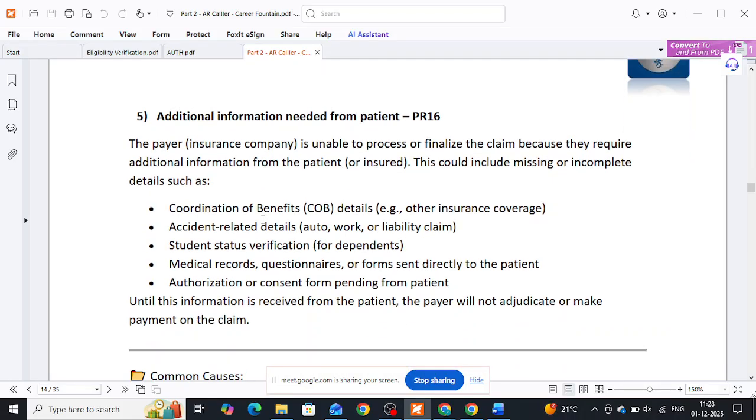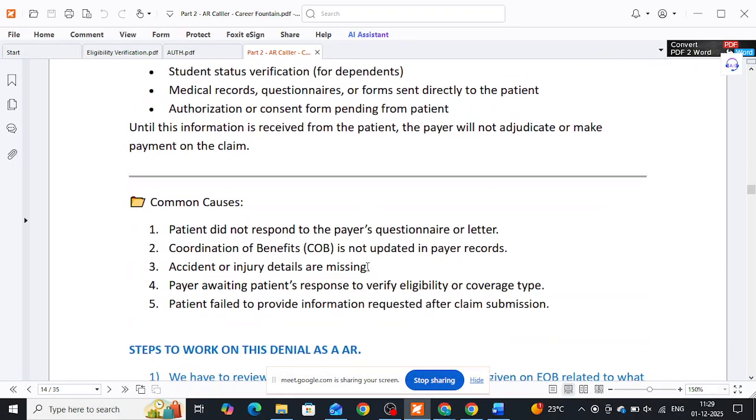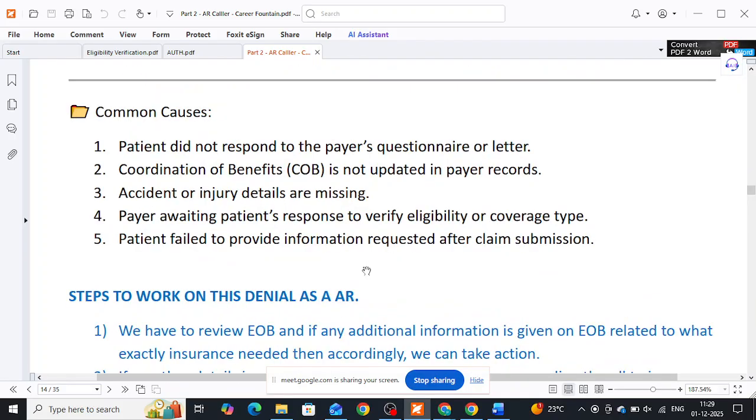Okay, so from the patient it might be possible that they need the COB information. Maybe they need the accident-related details from the patient. Or maybe they want some forms to be filled in from the patient side. Different things can be there that they can expect. So only when we call the insurance do we come to know what exactly they are looking for. We cannot decide if on the EOB they have not clearly mentioned what they want.